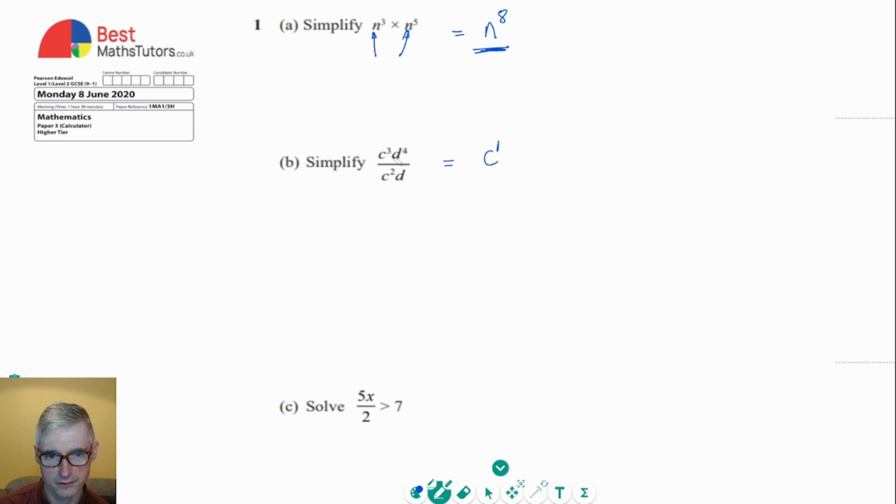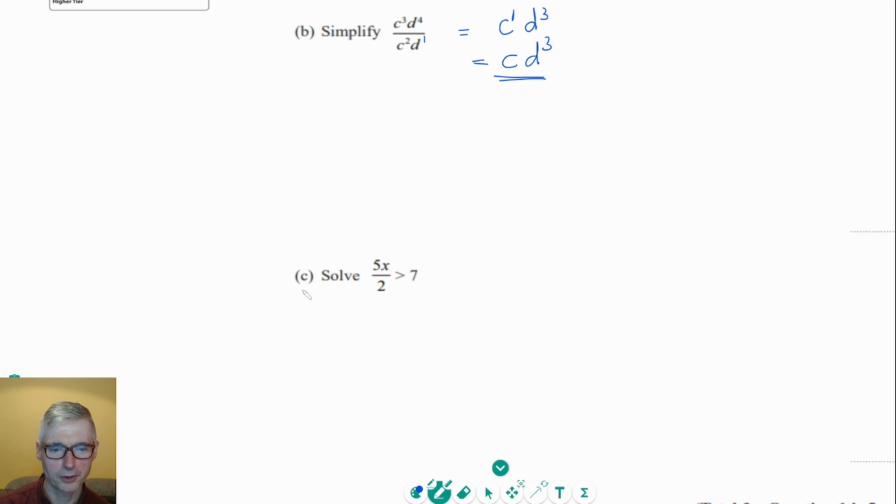And then if we look at the d, we've got d to the power 4. And actually d without a power written on it on the bottom there is actually the same as d to the power 1. We just don't usually write that. So we can subtract those powers. We can say it's 4 take away 1 is 3. So that becomes c to the power 1 times d to the power 3. And just to make it more conventional, we might not want to bother writing the 1 there. So we might just call it c d to the power 3. And that's part B completed.